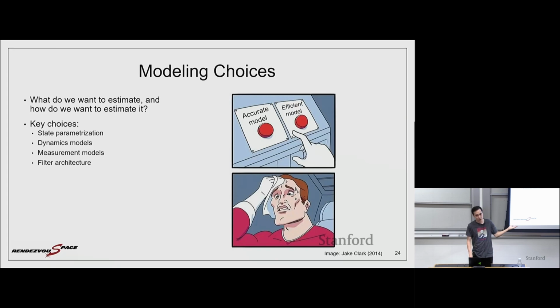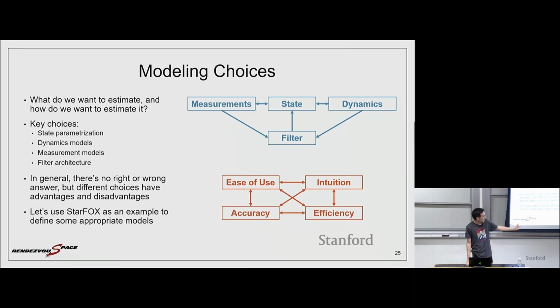A lot of the time you run into this issue where you want an efficient model to run on a spacecraft, or you want an accurate model to give you the best results, and often those two things are conflicting. In general, I view this as a four-way trade where some things are very easy to use and easy to implement. Some things are more intuitive to think about in a geometric way, for example. Some things are more efficient, some things are more accurate, and in general, there's no right or wrong choice here, but each will have its own advantages. And let's use Star Fox as an example to see what we define for that and how that relates to the goals of the angles-only navigation system.